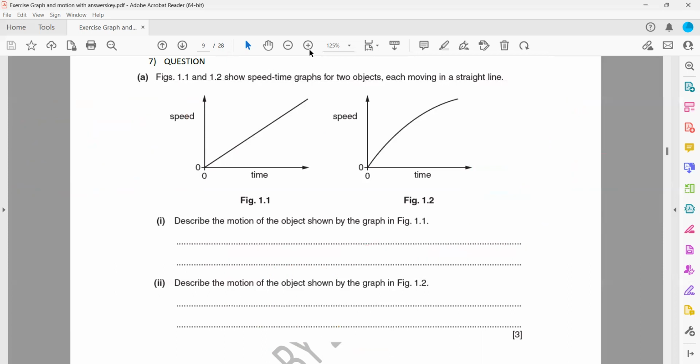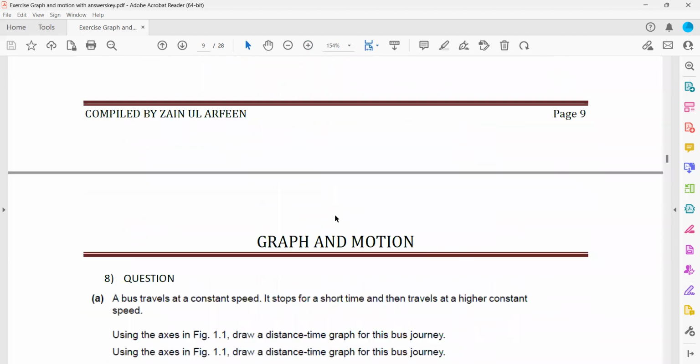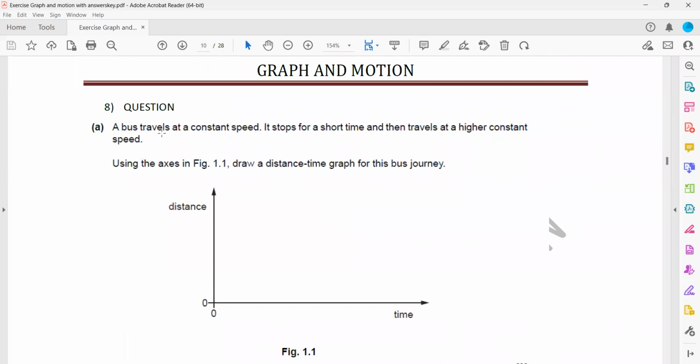Moving on to the next question, question 8. In question 8, a bus travels at a constant speed and it stops for a short time. Then it travels at a higher constant speed. It's a distance time graph, and recall for a distance time graph how we represent a constant speed. A constant speed in a distance time graph is a straight line.